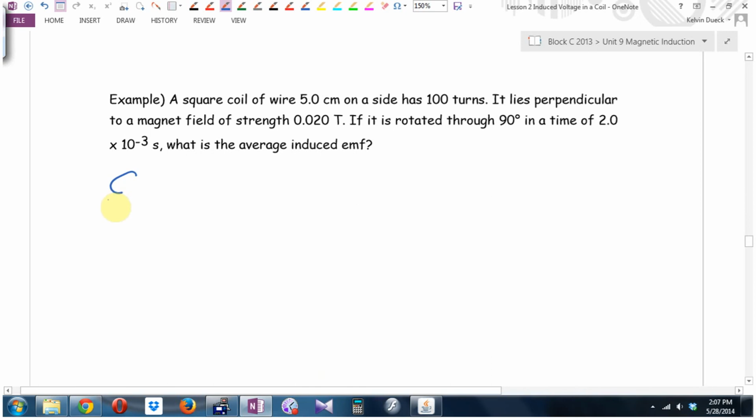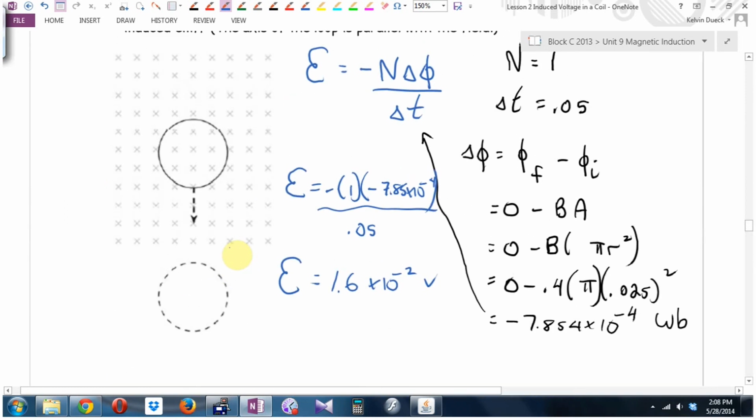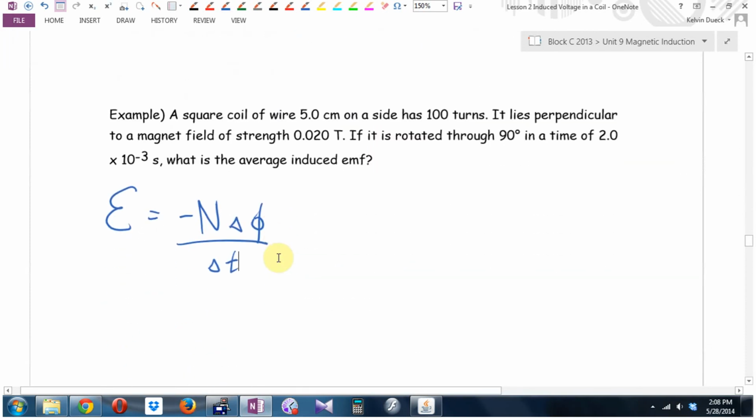So we're talking about a coil of wires, so the induced EMF is negative N change in flux over change in time. By the way, you may notice, although I had a negative, I did get a positive answer, and that was because my final flux was 0, and I got a minus in the question. Kind of convenient. What's N in this question? 100 turns. What's the time in this question?